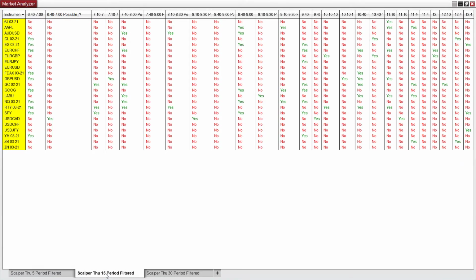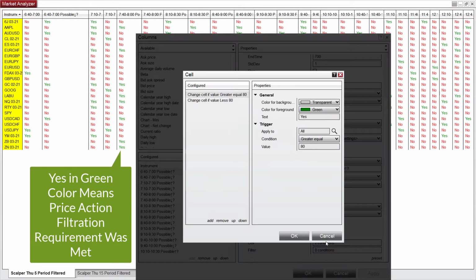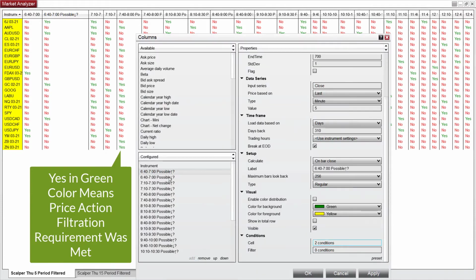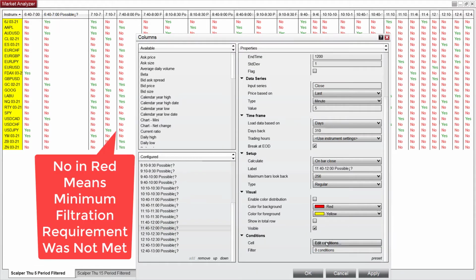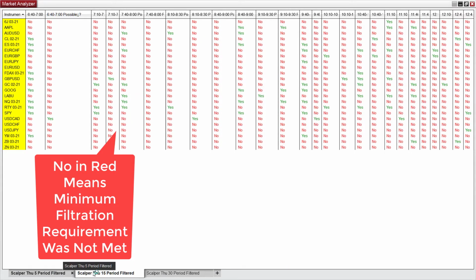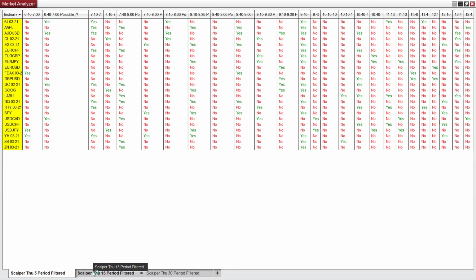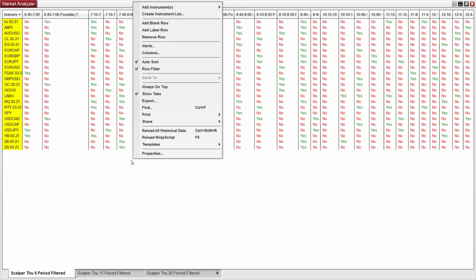A yes here means those minimum requirements are met. So for the 5-period lookback, a minimum of 80% of the price action must be consistent, and a no means the price action was less than 80% consistent. Now, all of this is already set up for you. There is nothing you need to do other than, upon Price Action Harvester loading this data, you simply need to export the data by right-clicking anywhere on the screen and left-clicking Export.